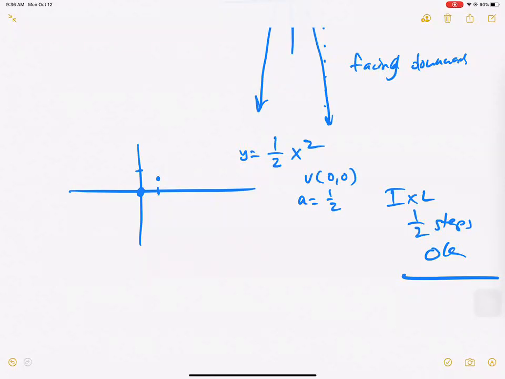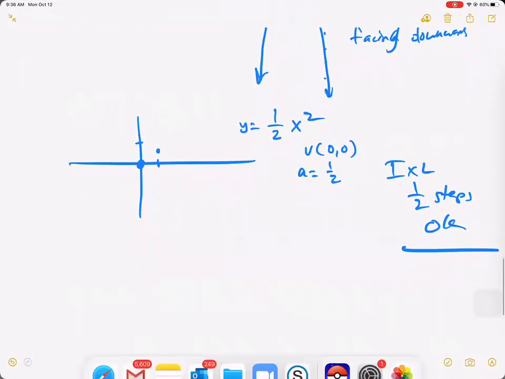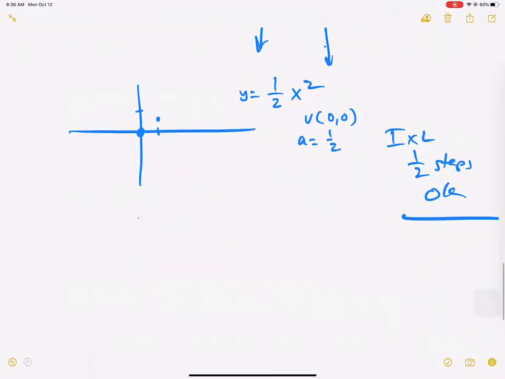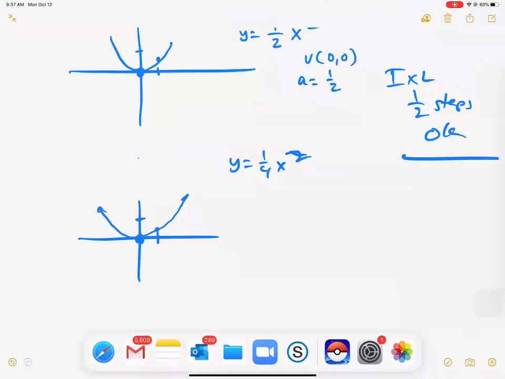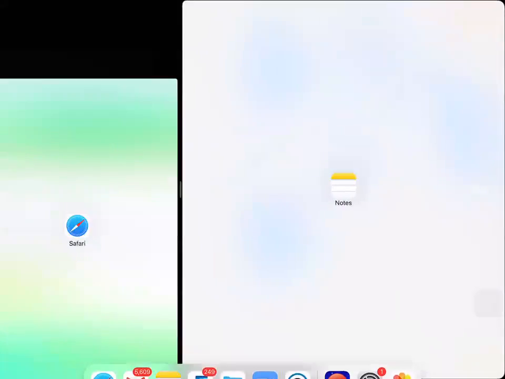Okay, so let me show you what happened in IXL. If I'm trying to graph y is equal to 1 over 4x squared, it will not allow me to do it. So the graph would be one space over, and it would be a quarter of the space up, right? It's pretty small, a quarter of the space up, a lot more flat. But let me show you what happens in IXL.